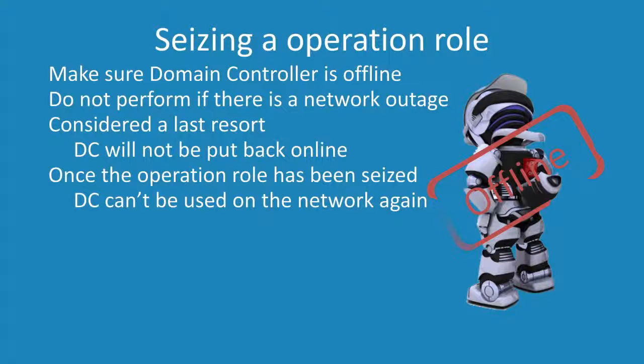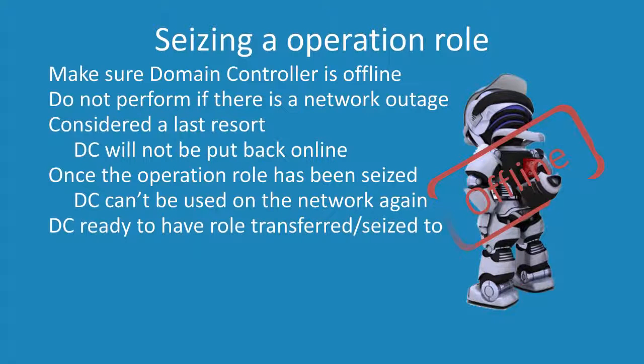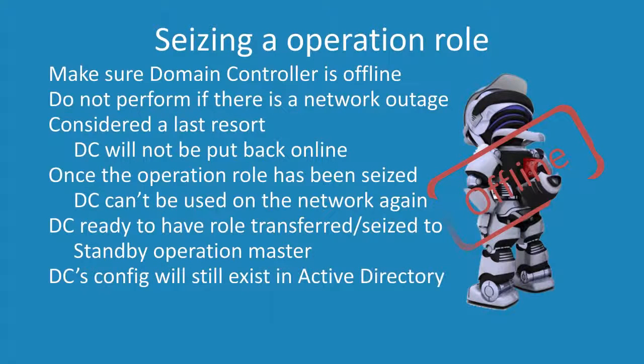On a large network with multiple domain controllers, you may have another domain controller allocated to transfer operation master roles to when needed. This is referred to as a standby operation master. A standby can be used when the operation master role needs to be seized or simply just transferred. Once you have seized the operation master role from the failed domain controller, the configuration for that domain controller will still exist in the Active Directory database. Since the domain controller will not be used on the network again, to complete the process, you should also remove the configuration information of the domain controller from Active Directory.